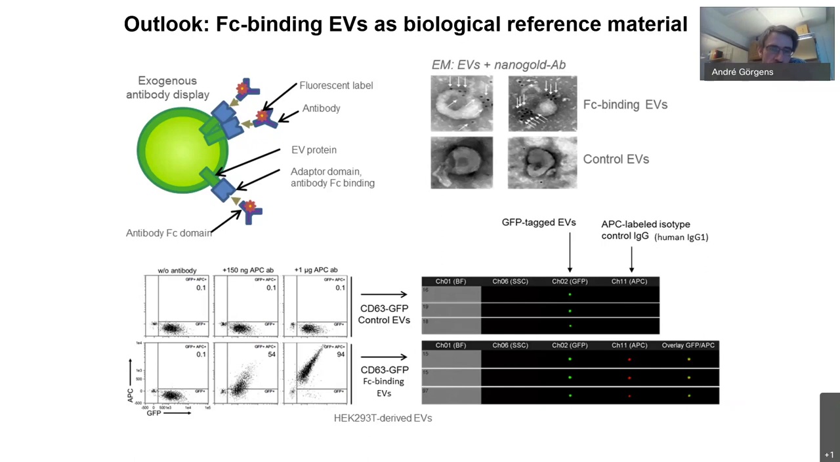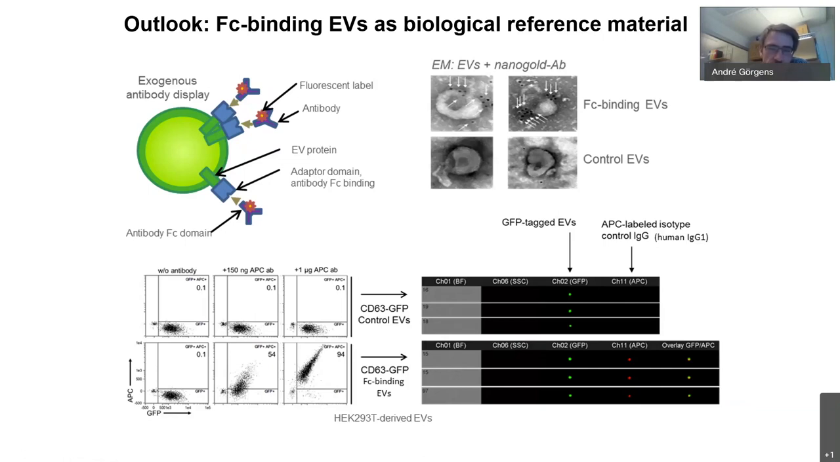But in terms of EV flow cytometry, it's also nice to see that we can use them maybe as some kind of control for certain experimental contexts. You see at the bottom here one example where we just have unstained GFP positive control EVs and these Fc binding EVs. And then if we add, in this case, an APC labeled isotype control IgG in increasing amounts to those EVs, you see no binding in the control EVs and nice dose-dependent binding in the Fc-binding EVs. So those EVs would bind any antibody with a suitable isotype that you would add.